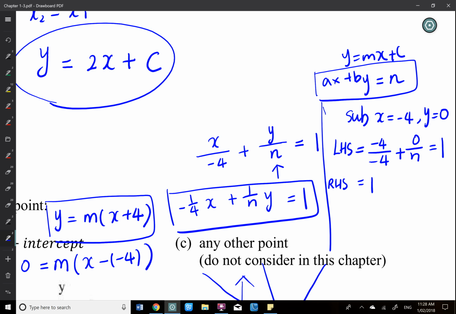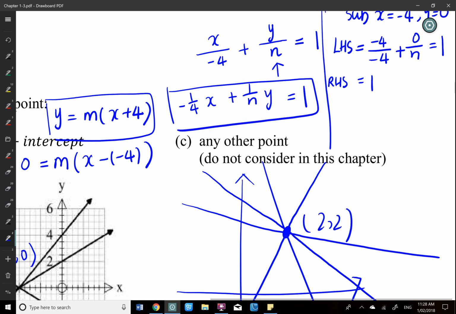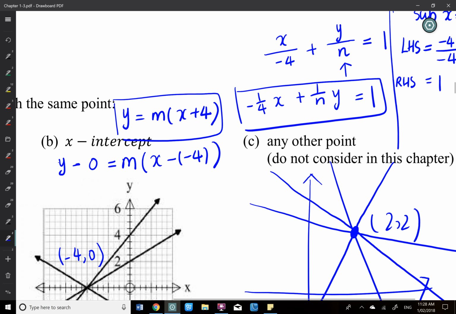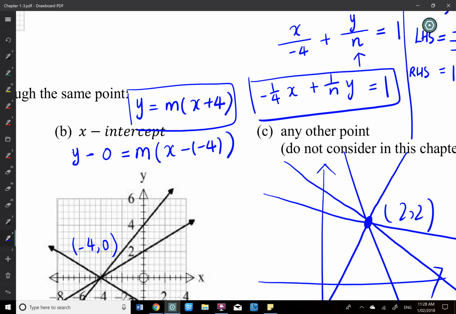So that's the reason. First, I can make sure that it is linear. Second, I can sub that point in, and I know that it always holds. So it is always true for -4, 0. That's what the book gives us. The book gives us this equation, the family of functions for all the linears passing through the same x-intercept.